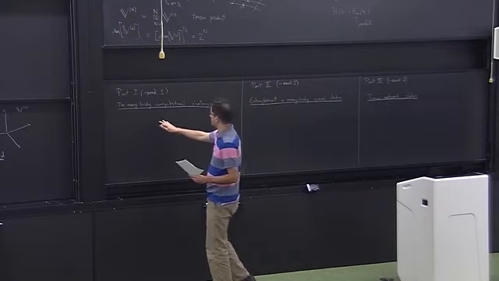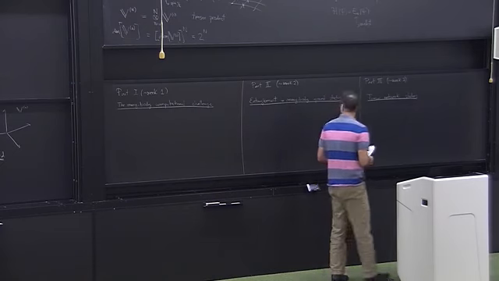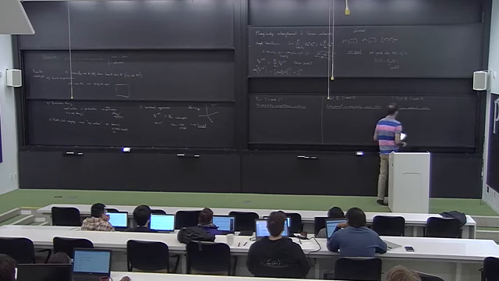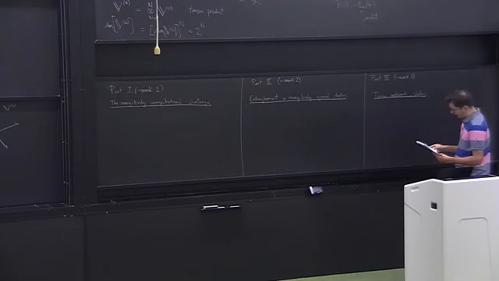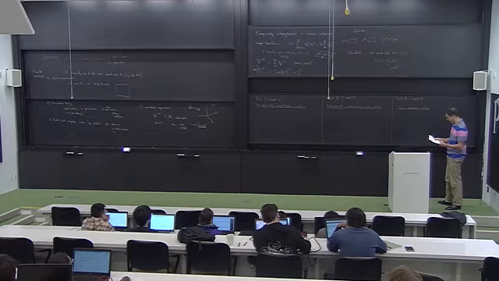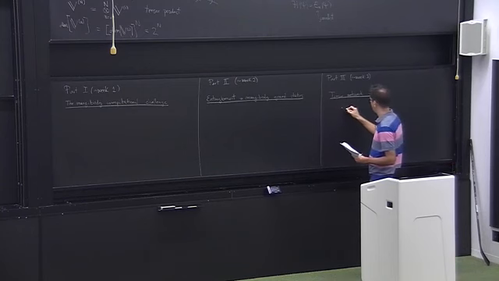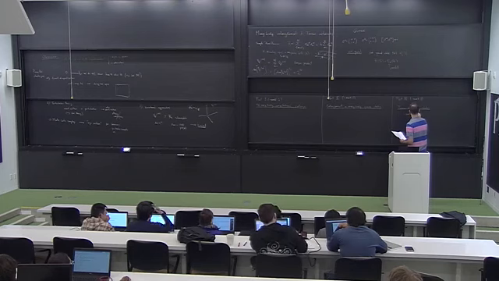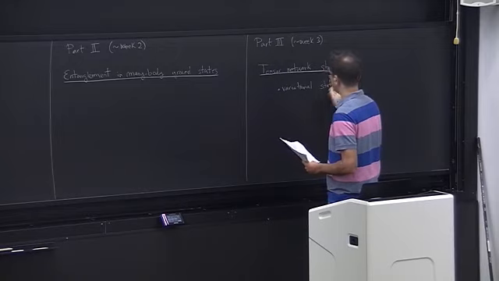The first week, this week, we'll talk about the many-body computational challenge. The second week, we'll talk about entanglement in many-body states. And the third week, we'll talk about tensor network states. And let me start by telling you what the third week is about. So tensor network states are a class of variational states, okay, wave functions.